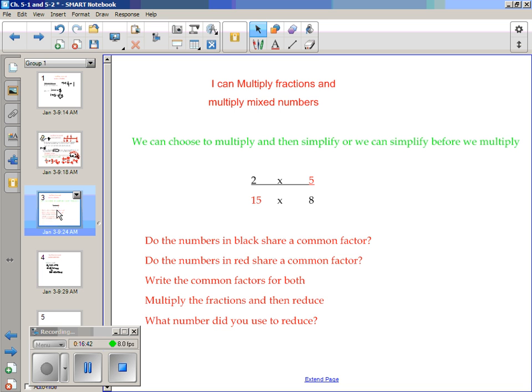Do the numbers in the black share a common factor? So does 2 and 8 share a common factor? Okay? Write down what that common factor is. Write it down.